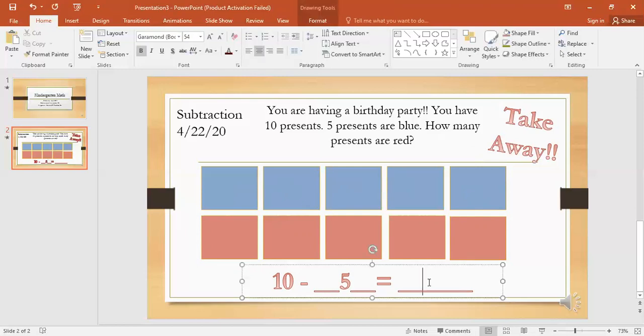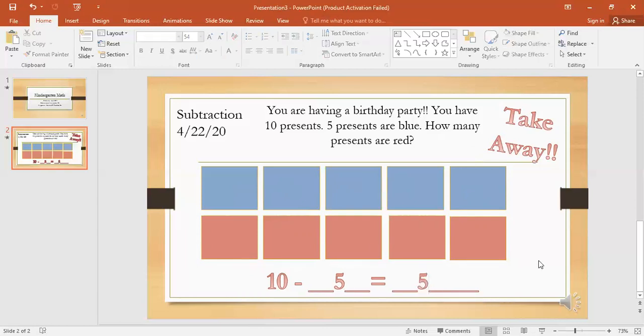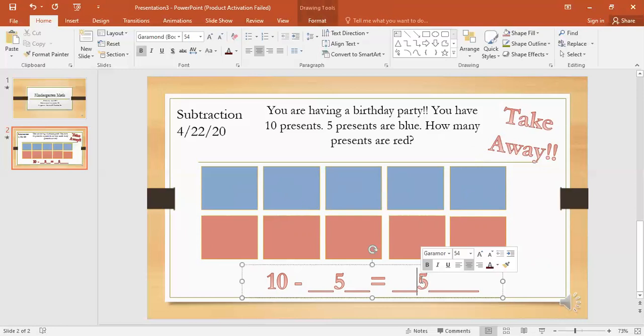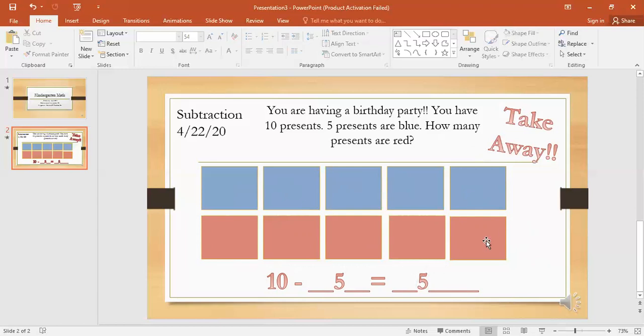Okay, so I'm going to come down to my number sentence. Please shout out the number that I'm going to put in our mystery spot. Good, did you say 5? Great, why is my mystery spot going to be 5? Good, because I had 5 red presents. Okay, so my number sentence is saying that 10 take away 5 equals 5.